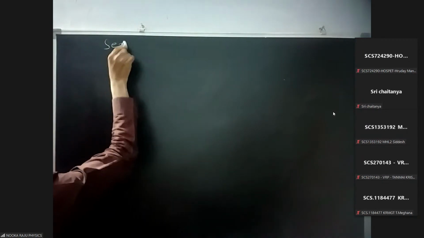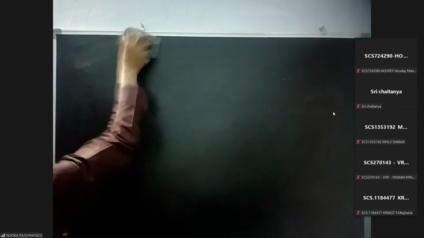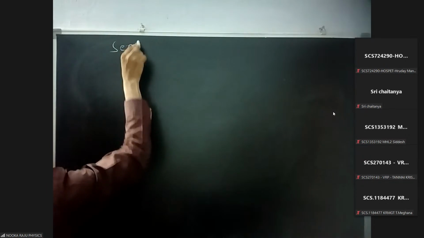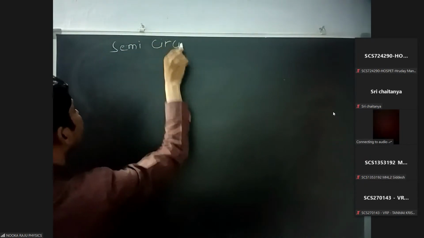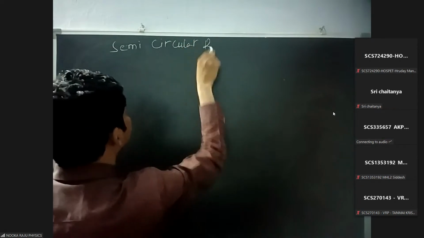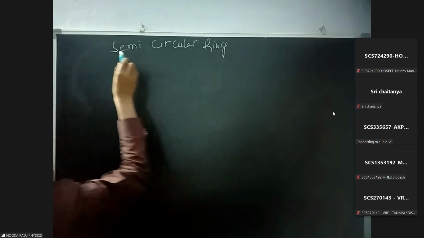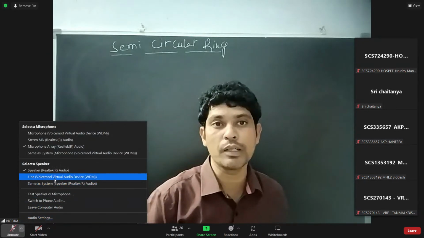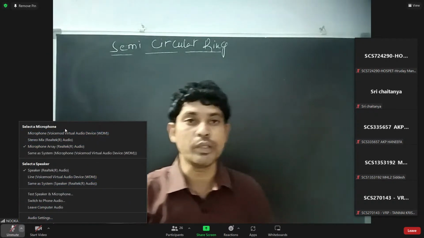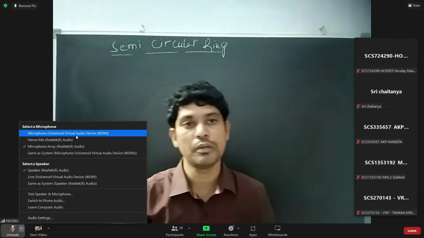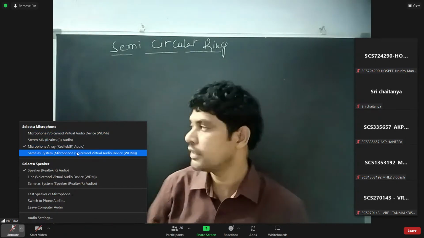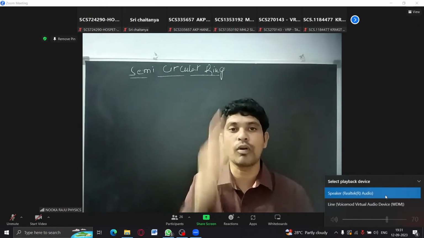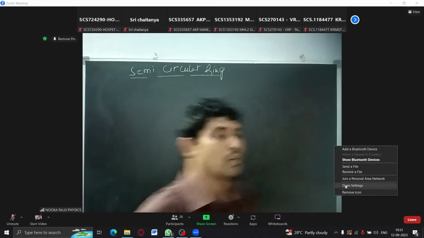Semicircular ring. If it is a circular ring, the center of mass must coincide with the geometric center of the ring. But this is not a complete ring. This is a semicircular ring, which means the center of mass must change with respect to the coordinates. So now coming to the point.